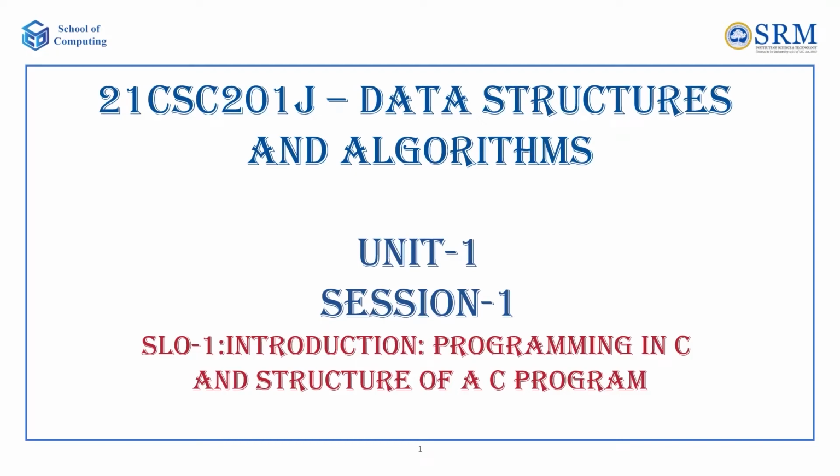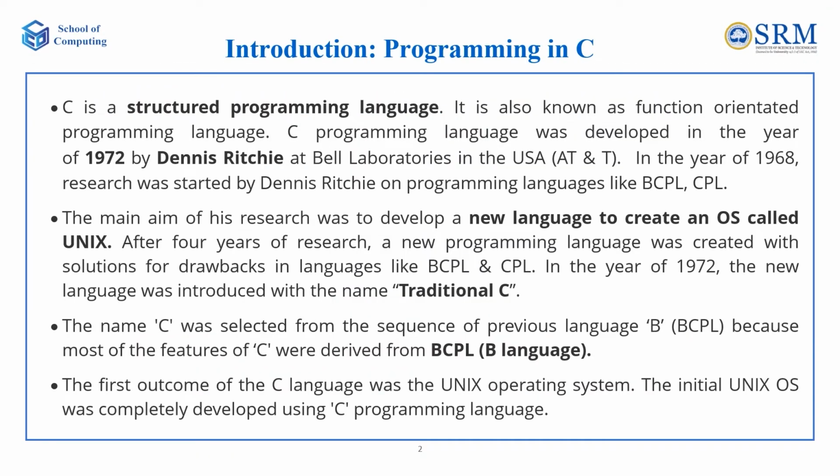In this session, let us see about the introduction of C programming and the structure of C program. C is a structured programming language and it is known as the function-oriented programming language. C was developed in the year 1972 by Dennis Ritchie at the Bell Laboratories. The main aim of his research was to develop a new language to create an operating system called Unix.